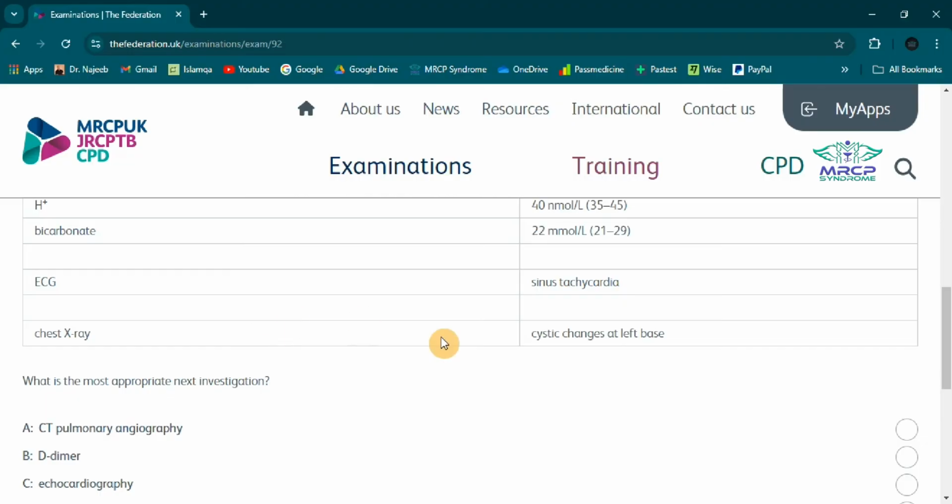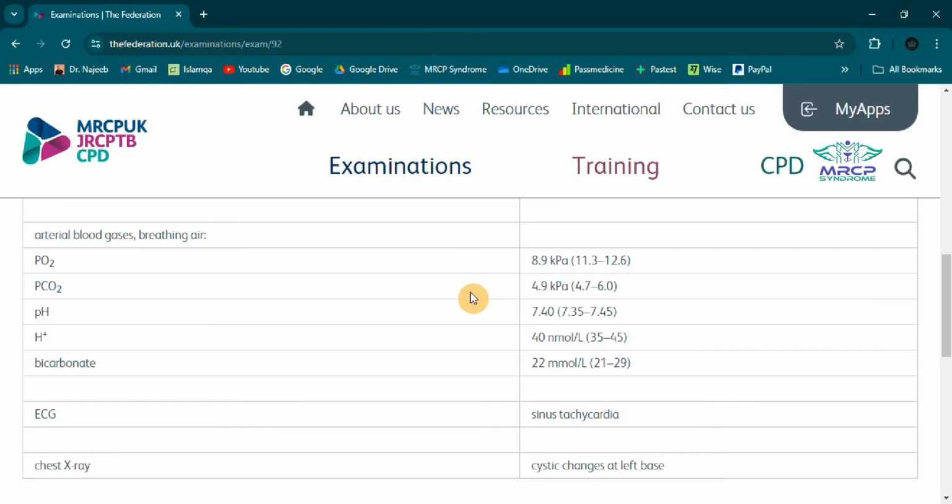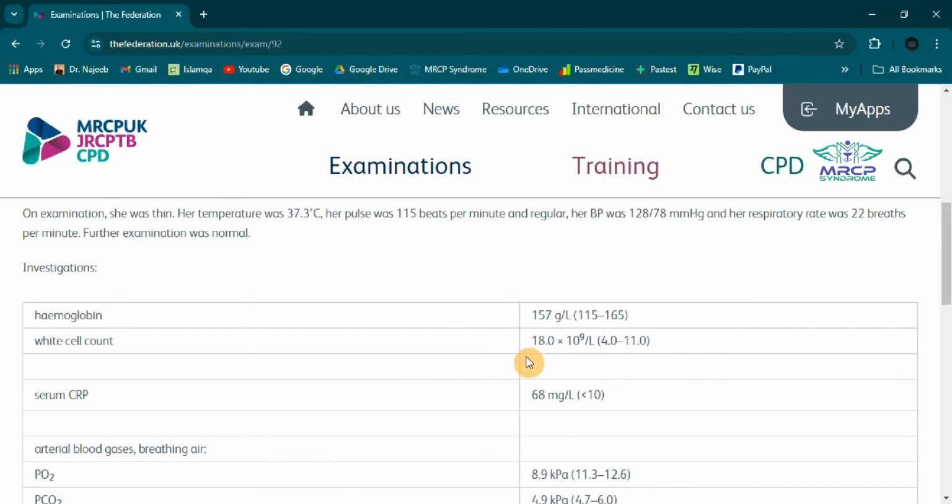And there is also evidence of sinus tachycardia. Although this is a non-specific finding, it is commonly seen in patients with pulmonary embolism. In the ABG, there is mild hypoxemia without hypercapnia, and hypoxia is usually found in a patient with pulmonary embolism. This mild hypoxemia without hypercapnia reflects the ventilation perfusion mismatch.